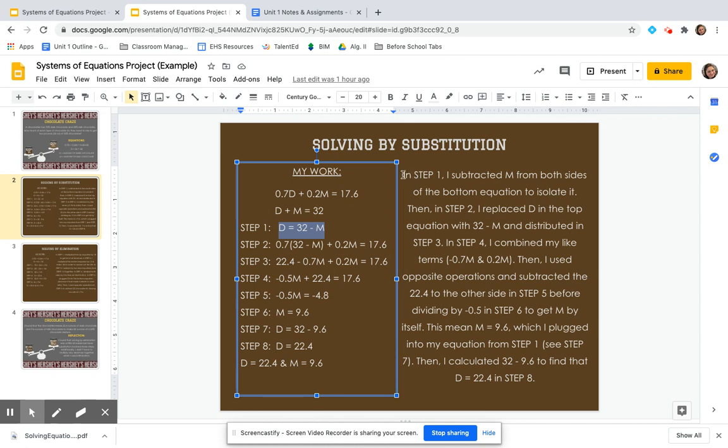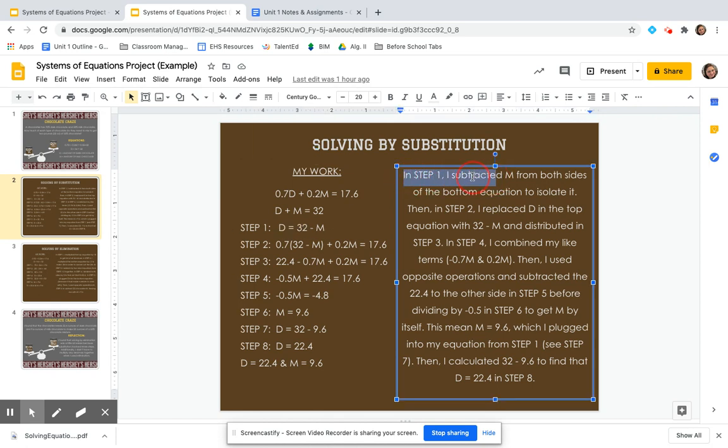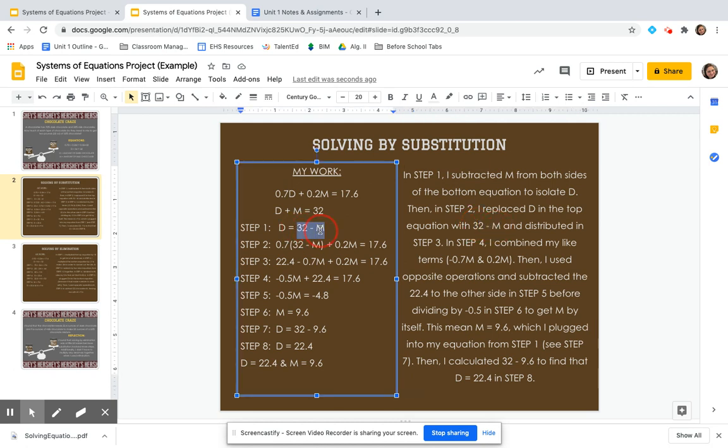And then over here I said in step 1, I subtracted M from both sides of the bottom equation to isolate D. Then in step 2, I replaced D in the top equation with the 32 minus M that I found right here. So I just took that and I plugged it in for D, and this is what I got. Okay, so I'm explaining all of my steps over here as I go through the problem. And then at the very end, I'm writing my answers.